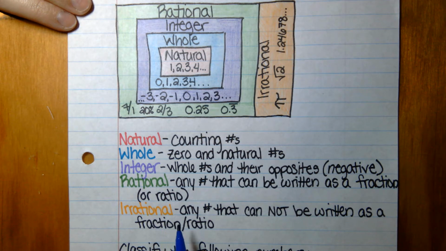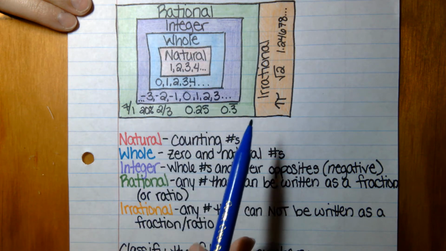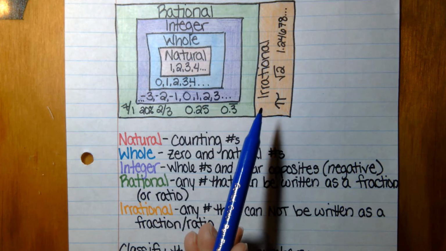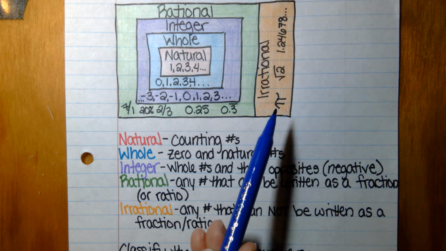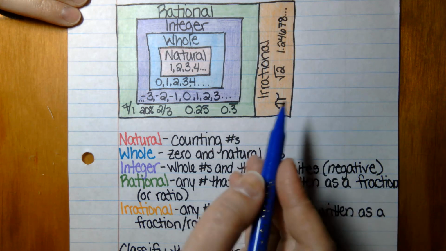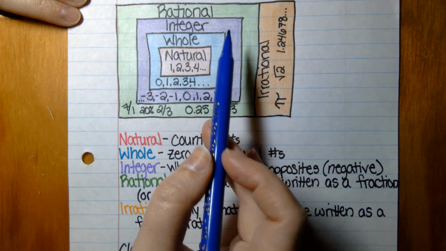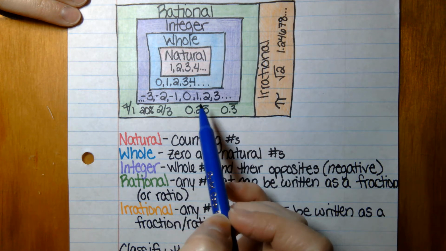This is any number that cannot be written as a fraction or a ratio. If it doesn't belong to these first 4 groupings, then we put it in this irrational category. So examples would be pi, 3.14, so on and so forth. That number never repeats, it never ends. We also have the square root of 2, which is also not able to be written as a fraction.